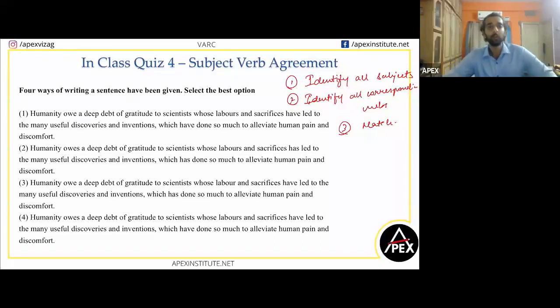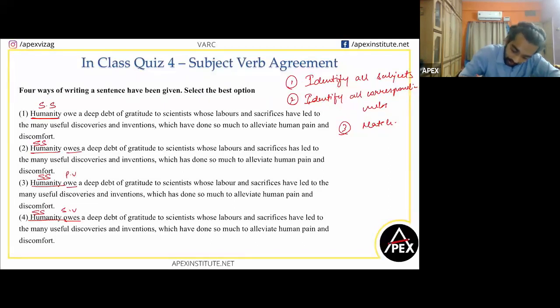Okay, so 2 or 4. A lot of you have gone with 4. Few of you have gone with 2. So let's look at the others. Initially, the first subject that we come across is humanity, and humanity is a singular subject, correct? So we'll need a singular verb. This is a plural verb. This is a singular verb. This is a plural verb. Since we have a plural verb with a singular subject, definitely this and this we can take off. Am I right so far?